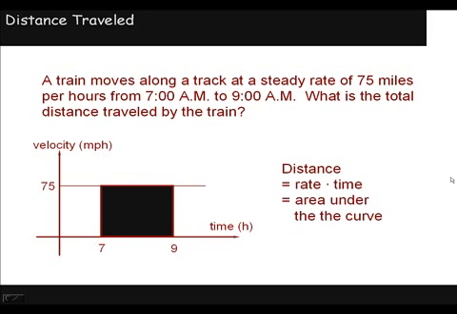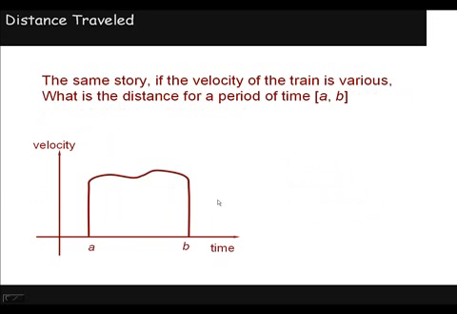Distance equals rate times time, which is also the area under the curve, what we did yesterday. It doesn't matter if it's a rectangle, if we've got some goofy shape here along the top. We can still find the distance along here for the period from A to B by calculating the area under the curve.